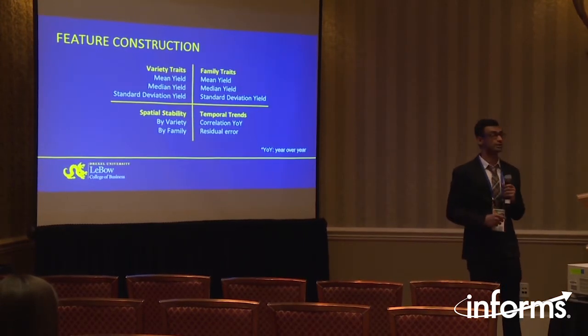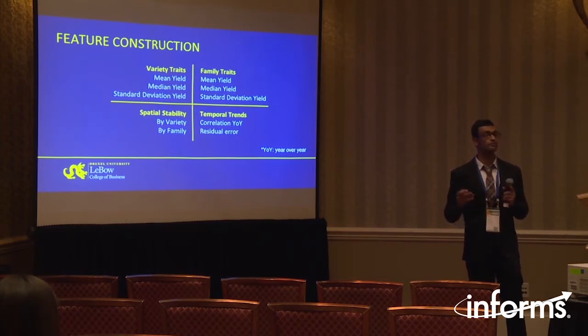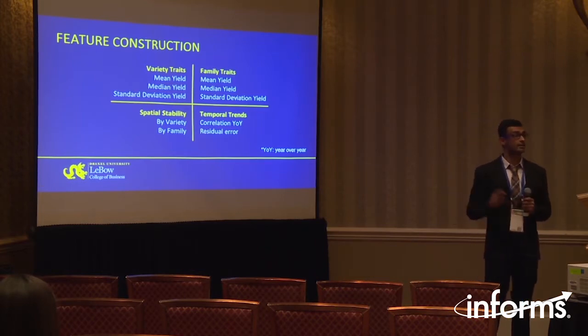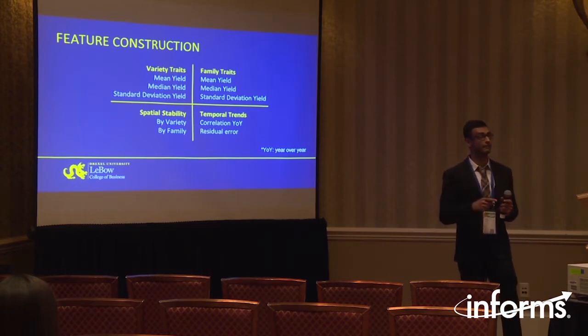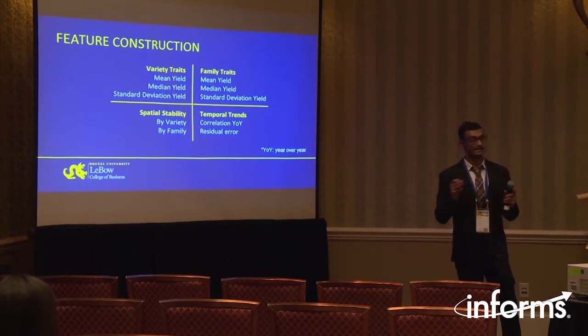Our key contribution comes from feature construction. In order to condense the majority of the historical data, genetic traits, temporal trends, and how a variety performs over several locations, we created 4 categories. The first 2 categories are static in nature. The family traits and the variety traits try to capture how a variety performs in a static nature.